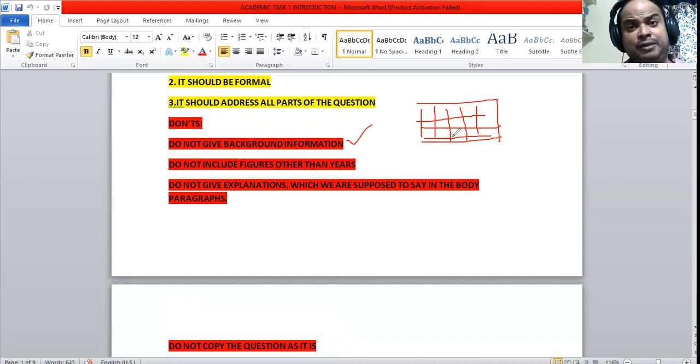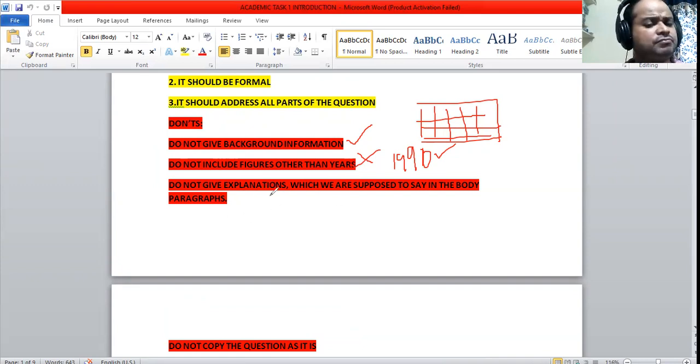If you want to give background information, this type of information is recommended in Task 2. It's not in Task 1. Also, in the introduction, you should not include any figures other than years. If it's 1990, you can write it, no issues. Other than that, you are not recommended to include any figures.